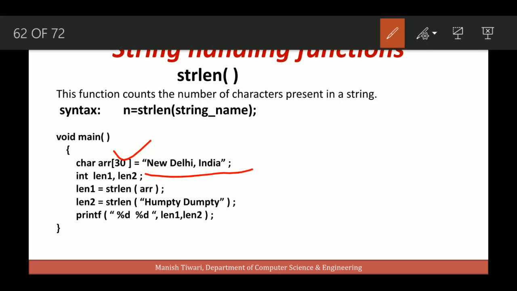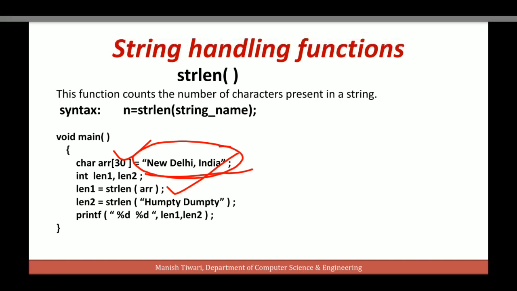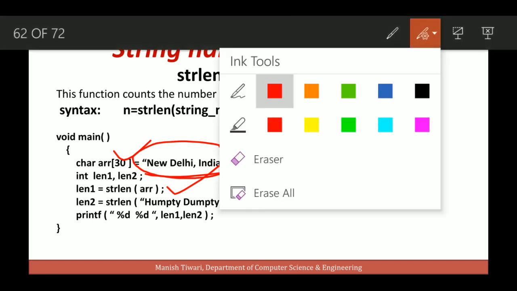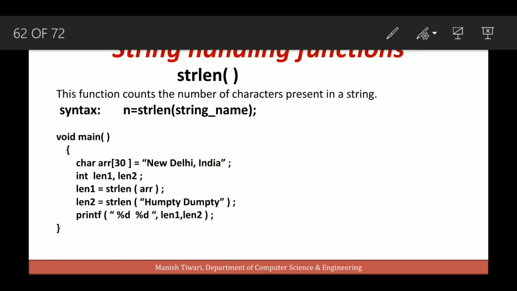So "New Delhi, India" is the value of this R, and when we print the value of len1, so len1 is equal to strlen(R), that means the value of len1 will be equal to the number of characters present in this string. And you see, in this string the space and the comma will also be counted.